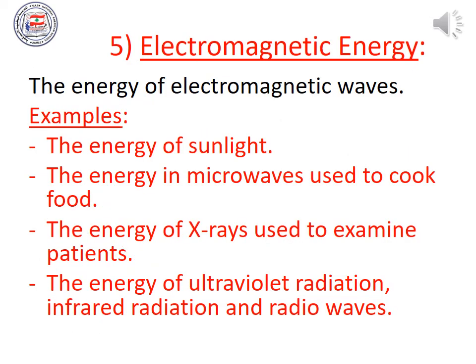Finally, number 5, electromagnetic energy. Electromagnetic energy is the energy of electromagnetic waves. Electromagnetic waves are waves that form from moving or changing electric and magnetic fields. Examples: the energy of sunlight, the energy in microwaves used to cook food, the energy of X-rays used to examine patients, and the energy of ultraviolet radiation, infrared radiation, and radio waves. So all these waves are electromagnetic waves, and the energy they have is called electromagnetic energy.